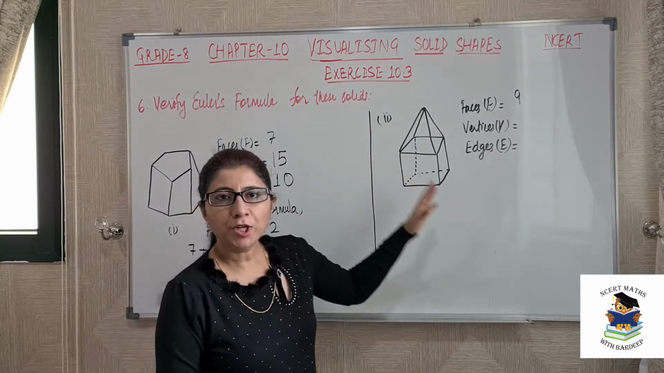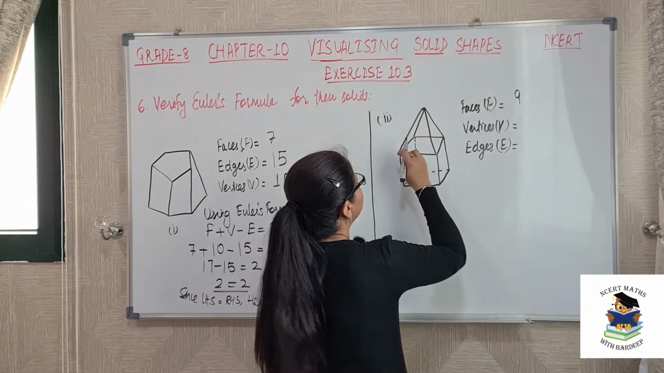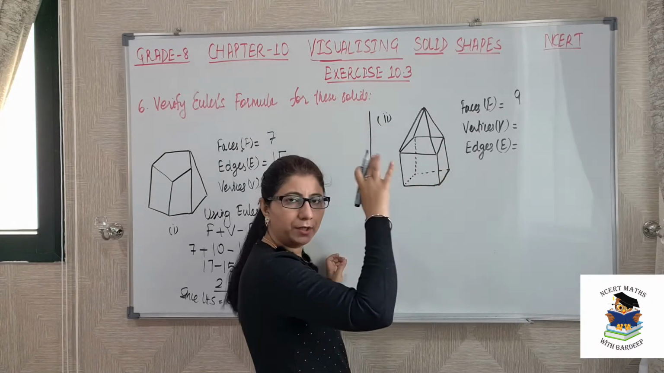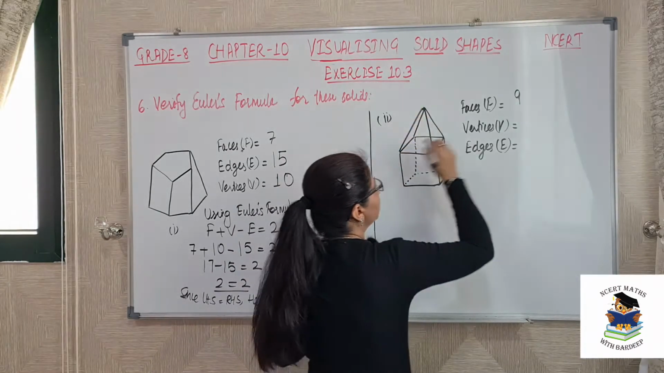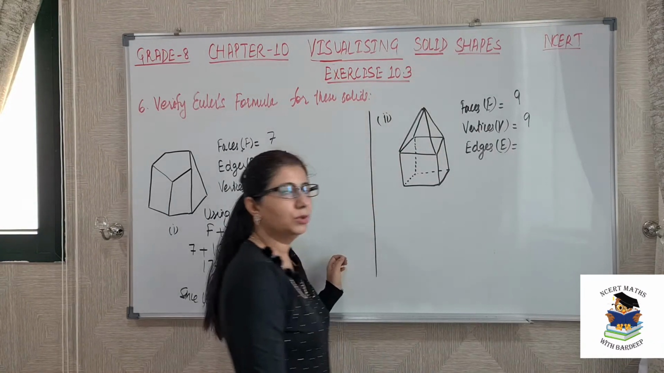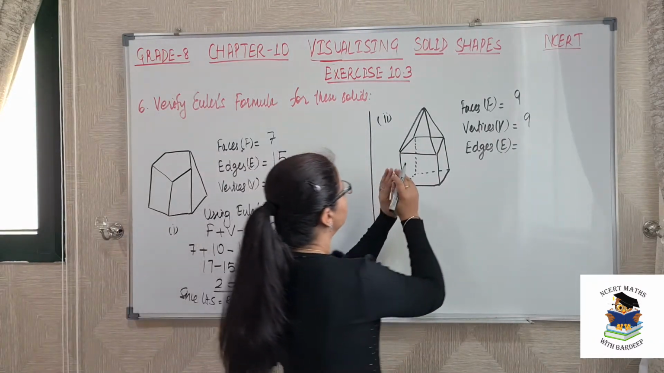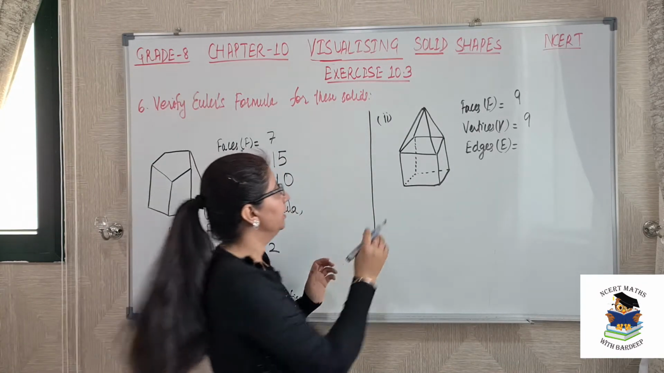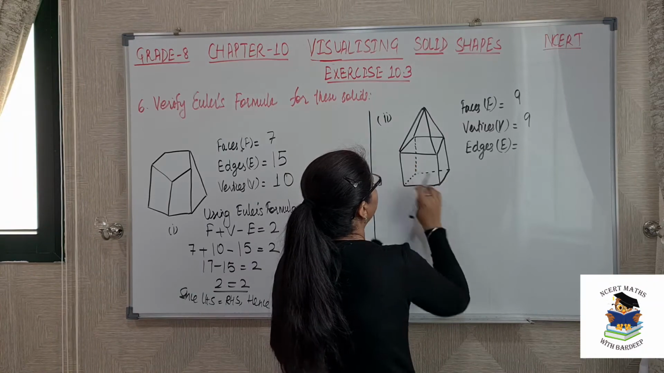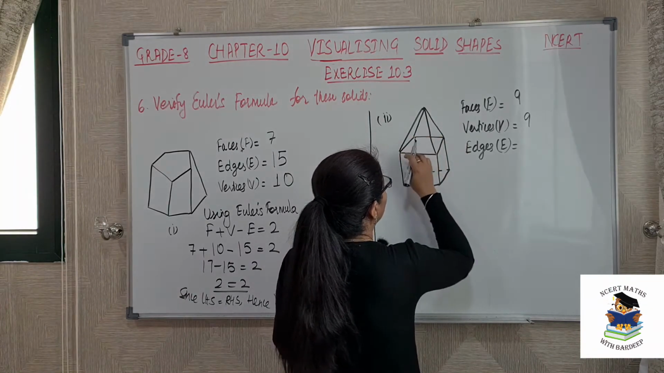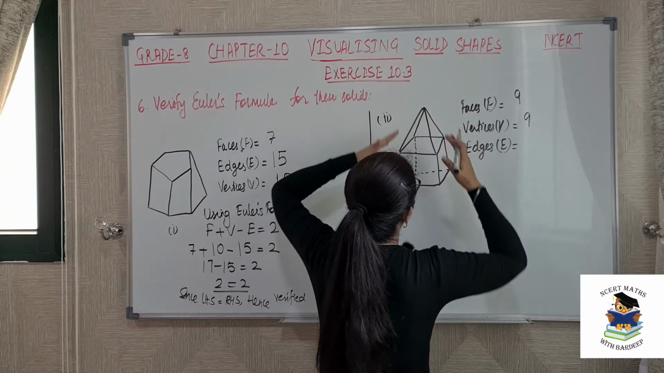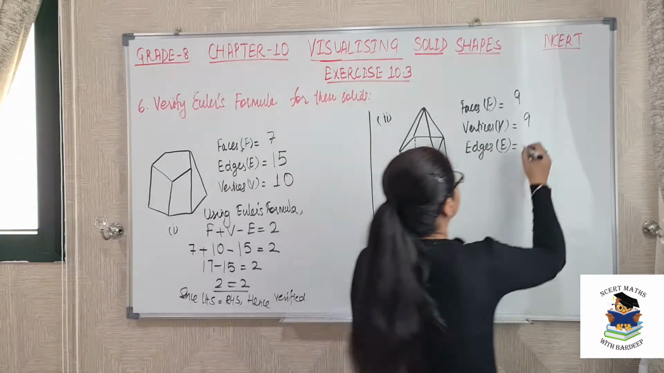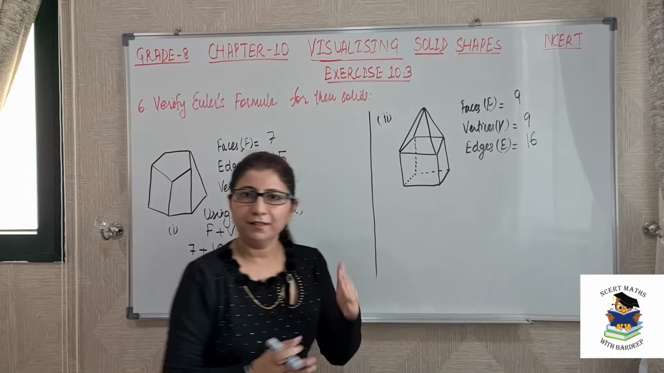Clear? So now number of vertices. So number of vertices is corners 1, 2, 3, 4, 5, 6, 7, 8. 8 corners or 8 vertices of the cube and 9th one is this. So number of vertices are also 9. So now number of edges. So we know that for a cube number of edges are 12. So 1, 2, 3, 4, 5, 6, 7, 8, 9, 10, 11, 12. And for these 4 edges, 4 are further joined. Okay. So 12 plus 4 is 16. So number of edges are 16.